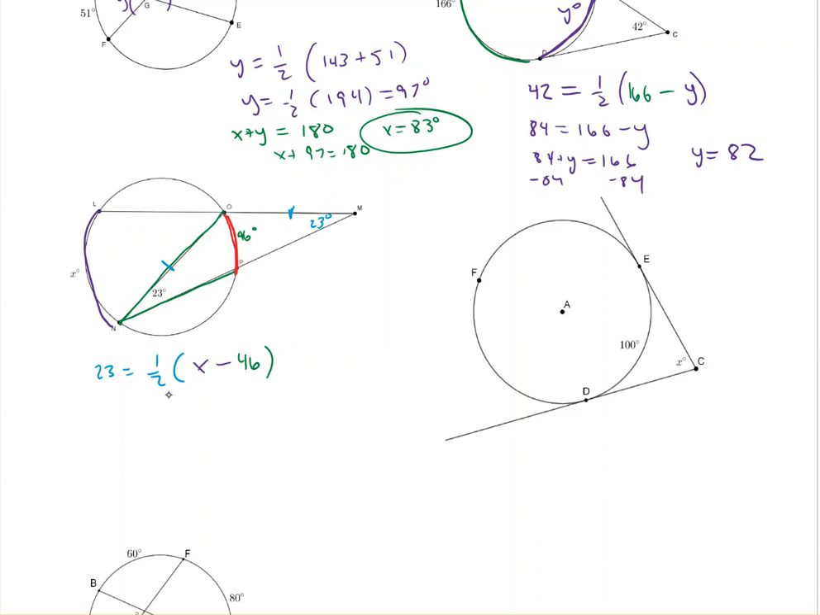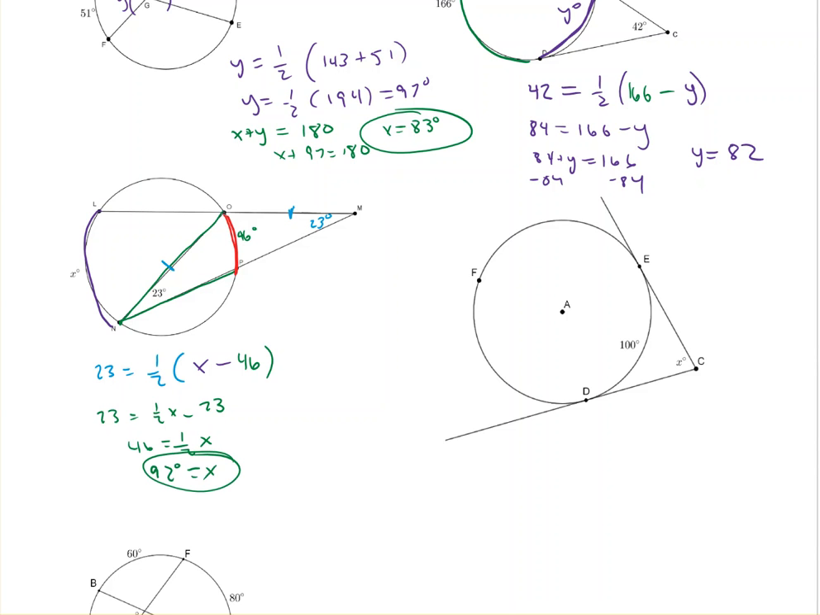So therefore, what does x have to be? Well, 23 equals 1/2 x minus, distribute the 1/2, 23, add it to the other side, 46 equals 1/2 x, multiply both sides by 2, and x equals 92 degrees.